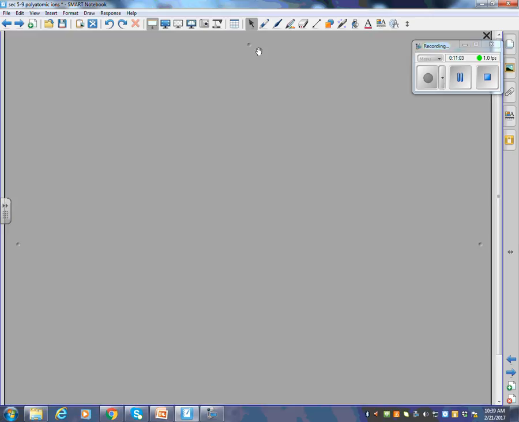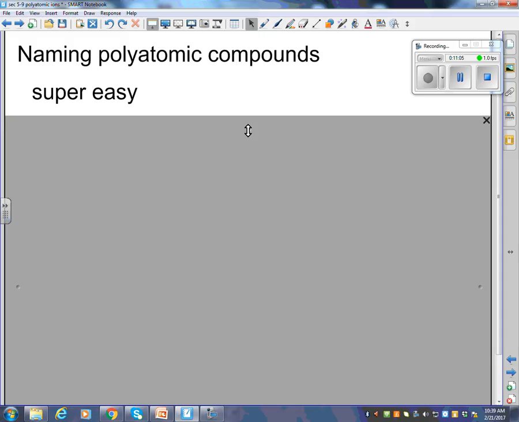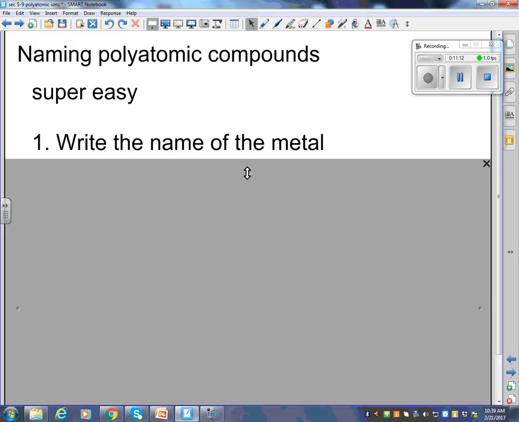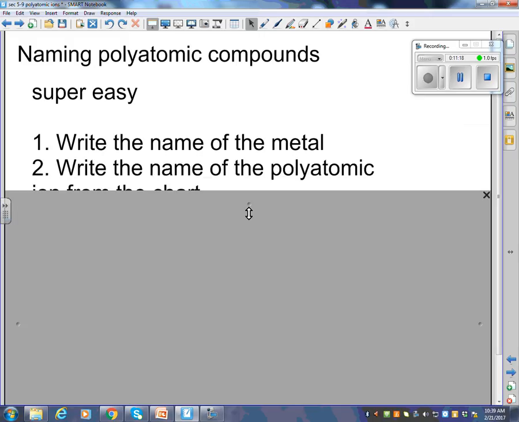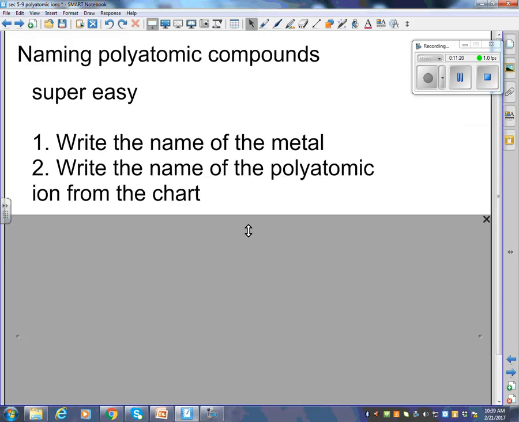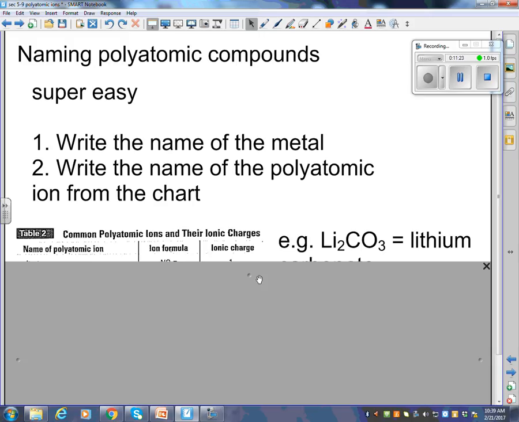Okay. Now, naming polyatomic compounds is super easy. Not just regular easy, but new and improved, super easy. You write the name of the metal. Do you guys have to write any of this down? You write the name of the metal. You write the name of the polyatomic ion from the chart. And that's it. That's how easy it is.